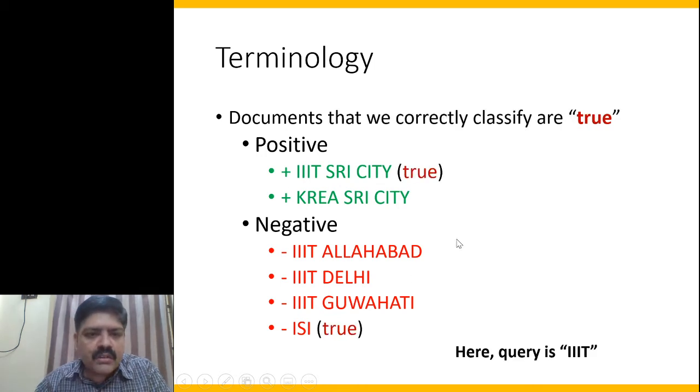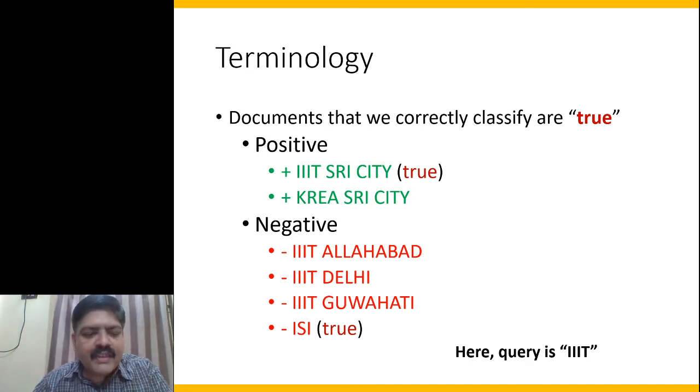Okay, and some more terminology. Documents that we correctly classify are true, and the documents that we don't are false. So we want triple IT Sri City to be positive, and it was positive. So it is what we call a true positive. At the same time, we don't want to see ISI. ISI should have been negative, and it is negative. So we call that a true negative. All right, so documents that we correctly classify are true.